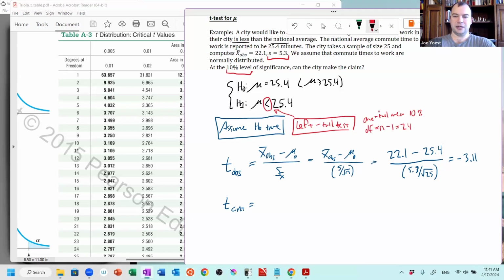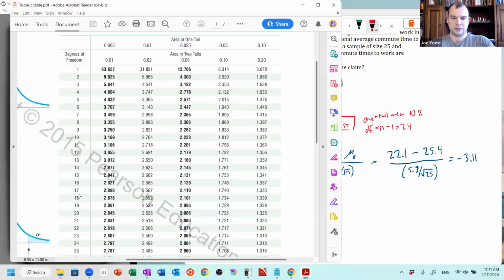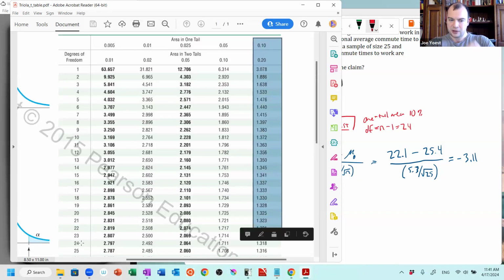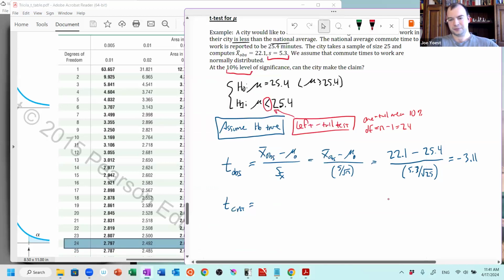I want to find a t index with 24 degrees of freedom, one tail area of 10%. One tail area of 10% is the rightmost column. 24 degrees of freedom is this row. And it looks like 1.318.